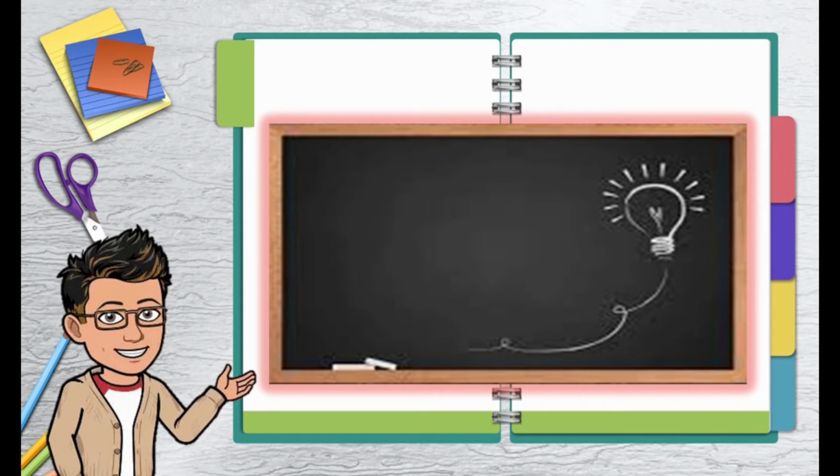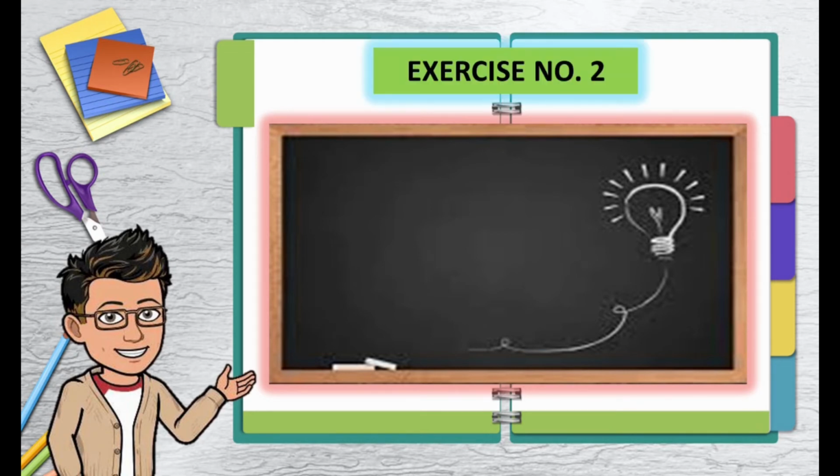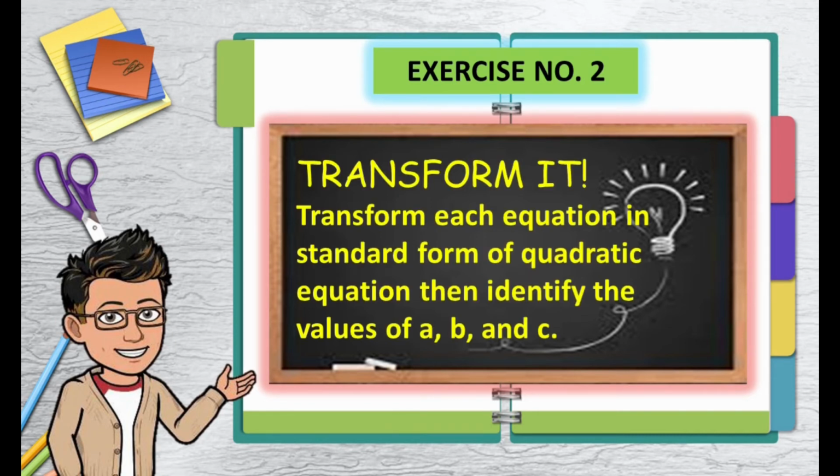Okay, so since we're now done with the second half of our discussion, let's now have our exercise number 2. Transform each equation in standard form of quadratic equation, then identify the values of A, B, and C. Let's start.